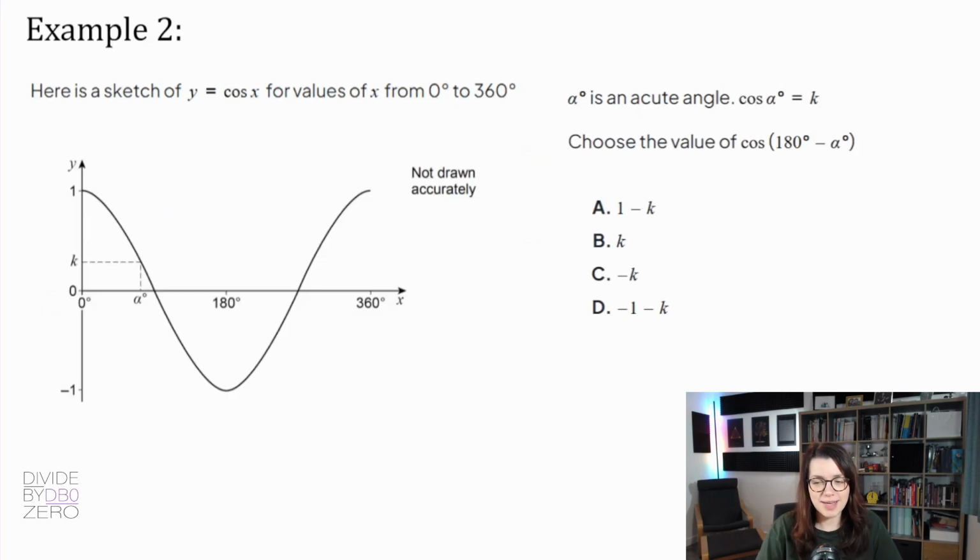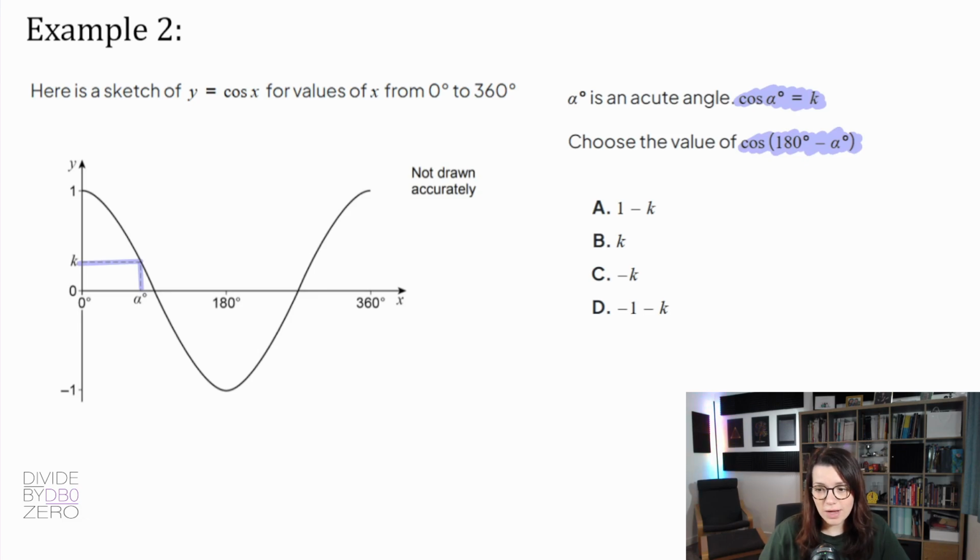Example 2, here is a sketch of y equals cos x for values of x between 0 and 360. Then it says alpha is an acute angle and cos alpha equals k. Choose the value of cos 180 minus alpha. So first of all, let's find alpha on the sketch. It's here, and cos alpha equals k.